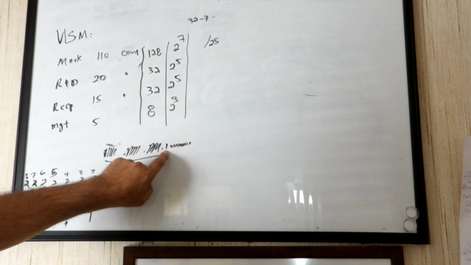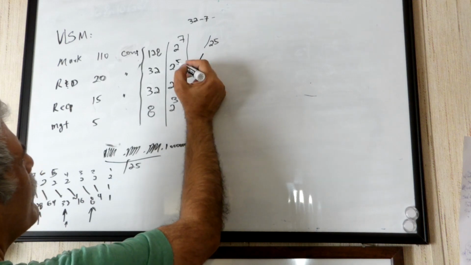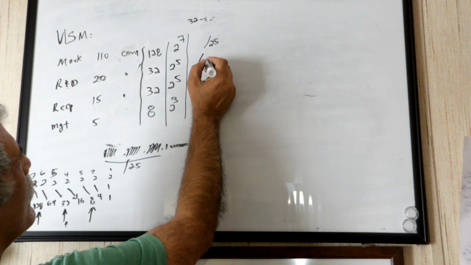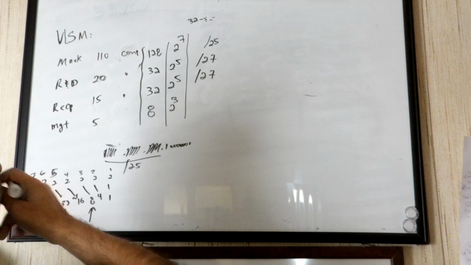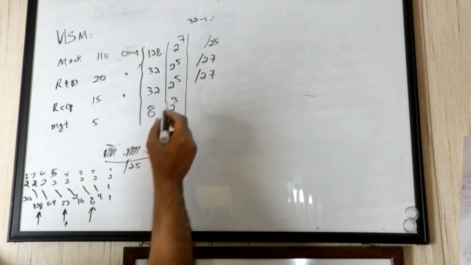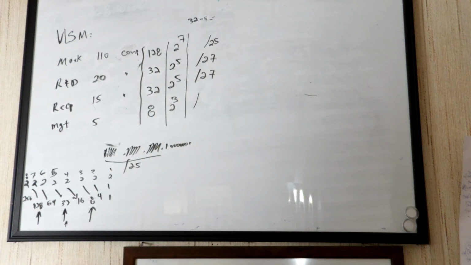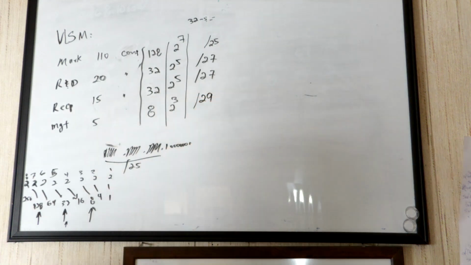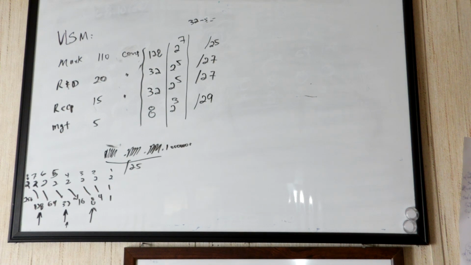128 hosts, it's going to be 25. Or 32: 32 minus 5 is going to be what? 27. And this is going to be 27. And then 2 to the power of 3, 32 minus 3 is going to be 29. So we write it in this way.